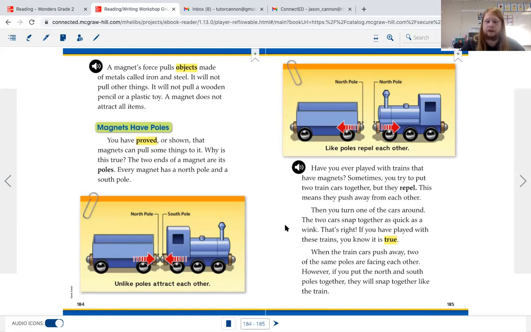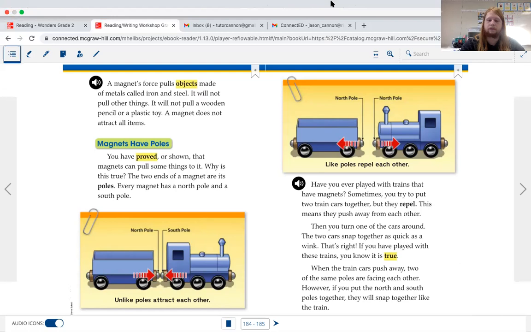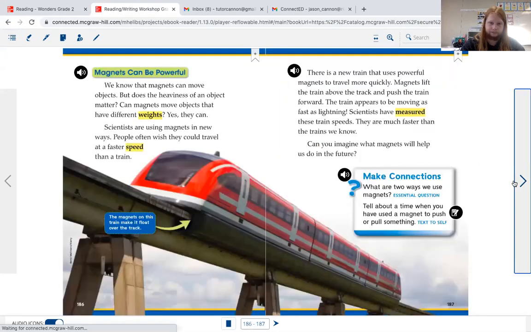Have you ever played with trains that have magnets? Sometimes you try to put the two train cars together, but they repel. This means they push away from each other. When you turn one of the cars around, the two cars snap back together as quick as a wink. That's right. If you played with these trains, you know it's true. When the train cars push away, two of the same poles are facing together. However, if you put the north and south poles together, they will snap together like the train. Magnets can be powerful.